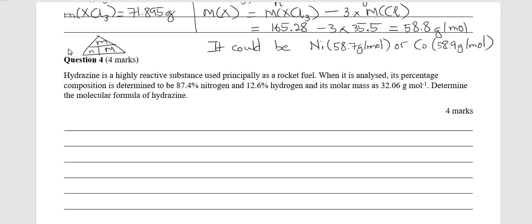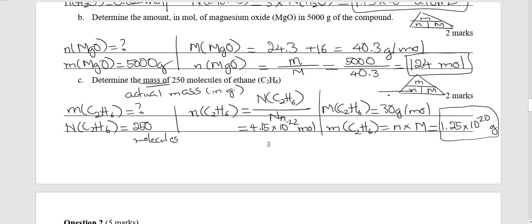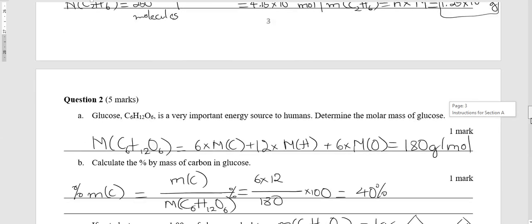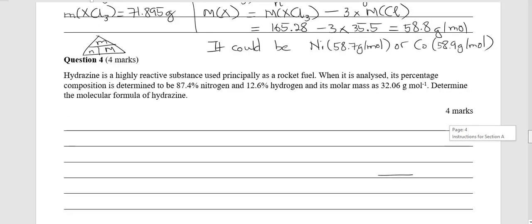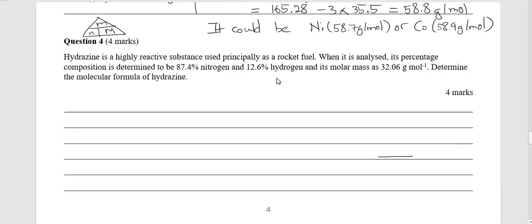Anyway, it is a highly reactive substance used principally as a rocket fuel. When it is analyzed, its percentage composition is determined to be 87.4% nitrogen and 12.6% hydrogen, with a molar mass of 32.06 grams per mole. Determine the molecular formula.